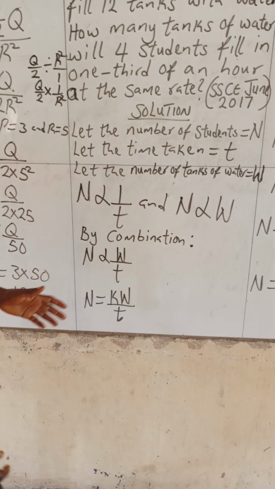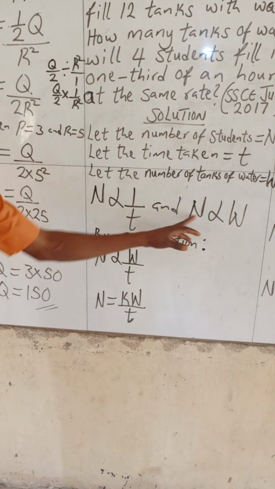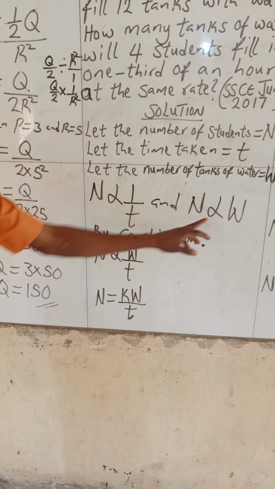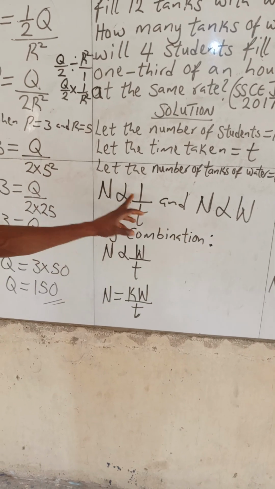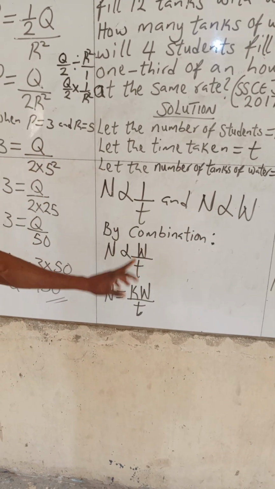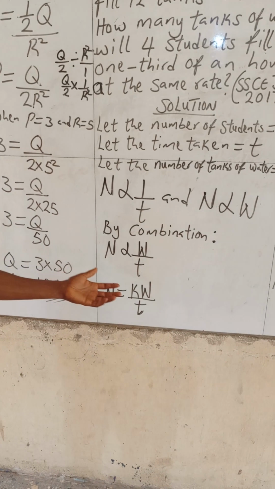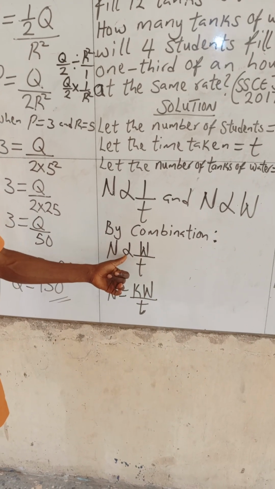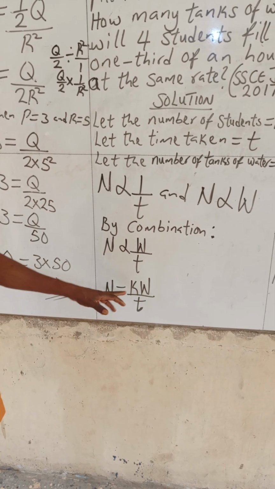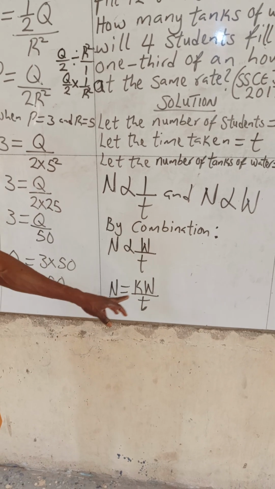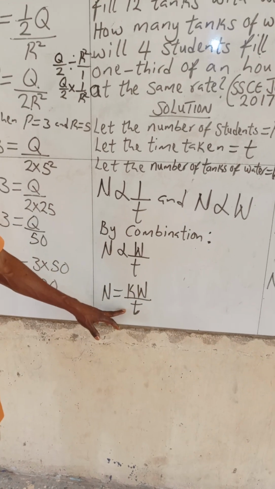So we now combine them together. By combination, n and n will pick 1, the variation sign will pick 1, then multiply this and this to give us w over t. At this time, we are going to remove the proportionality sign and introduce a constant. So we now have n equals kw over t.